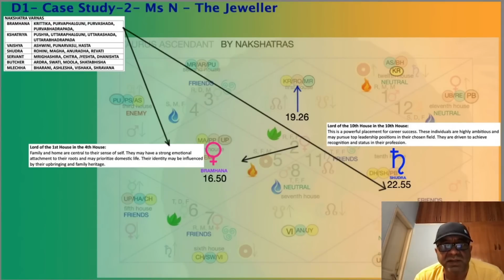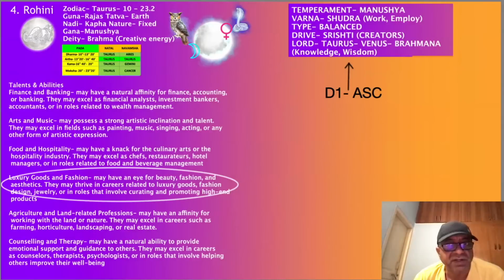So there's the D1 chart of Miss N, the jeweler. Okay. Ascendant is in Rohini in 19.26 degrees. So what does Rohini provide us here? First of all, let's see the ascendant nakshatra itself, right? We have to look at nakshatras of each planet as nakshatra of ascendant, like we laid down in the rules. So what is Rohini nakshatra? Right there, the D1 ascendant, like you see, is about luxury goods and fashion, one of them.